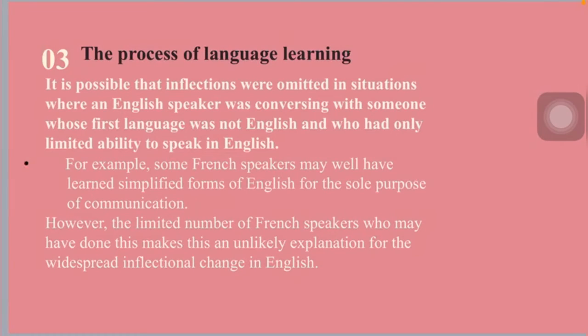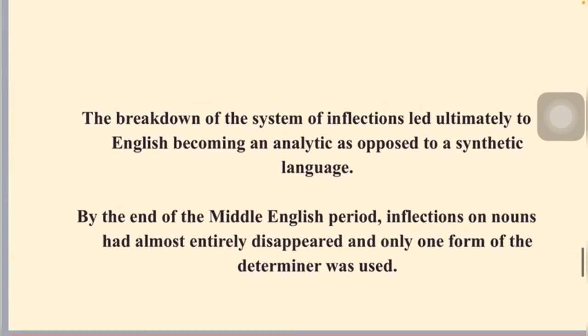The third reason is the process of language learning. It is possible that inflections were omitted in situations where an English speaker was conversing with someone whose first language was not English and who had only limited ability to speak English. For example, some French speakers may well have learned simplified forms of English for the sole purpose of communication. However, the limited number of French speakers who may have done this makes this an unlikely explanation for the widespread inflectional change in English.